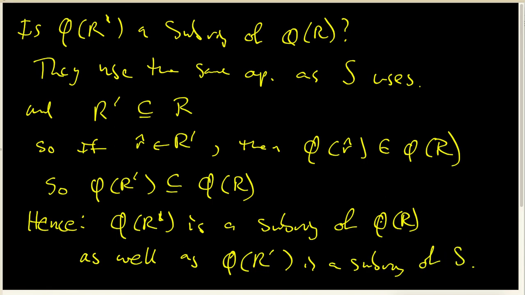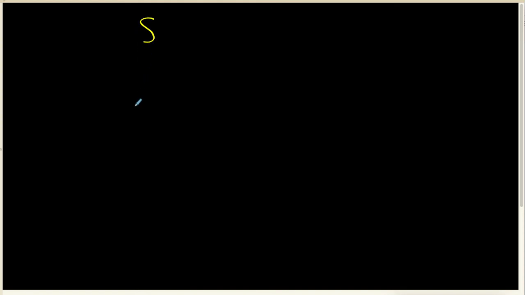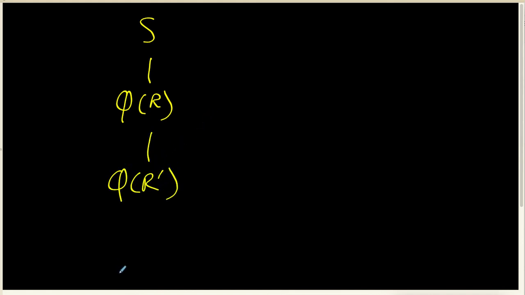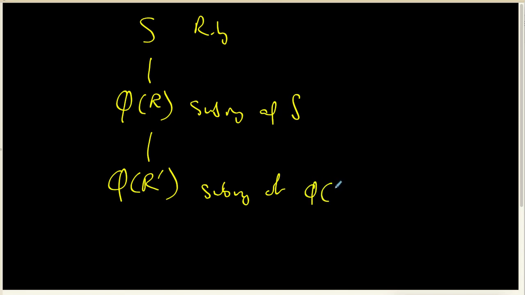In other words, we can draw a picture. We have S up here. Phi of R is a subring of S, and phi of R prime is a subring of phi of R. So this is a ring, this is a subring of S, and this is a subring of both phi of R and of S. And that completes this particular video.